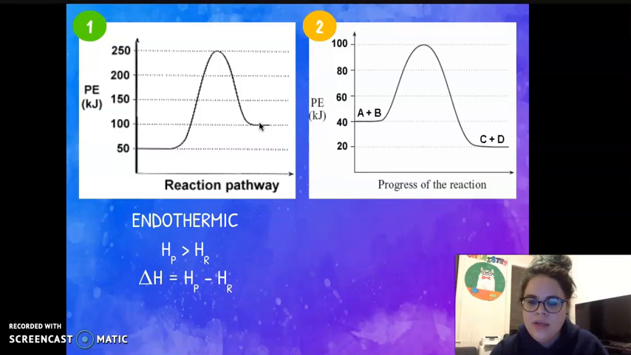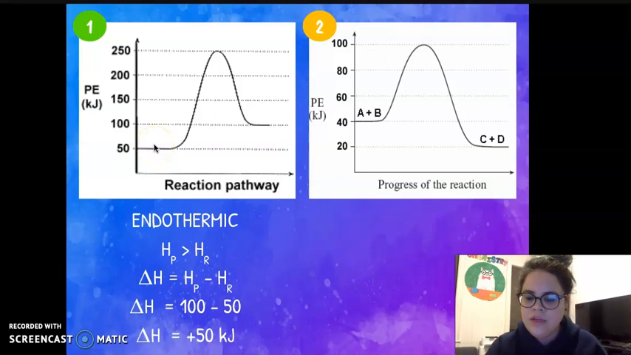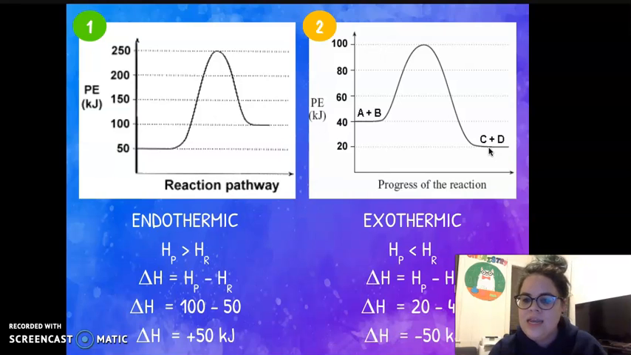Mathematically, you can prove this by calculating the heat of reaction, which is equal to the heat of products minus the heat of reactants. For this graph, it's going to be 100 minus 50 to give you a positive 50 kilojoules. Whenever you have delta H ending with a positive value, you will know it is endothermic. This other graph, the one we focused on in detail, is the opposite because we end lower. We have an exothermic process, our heat of products is less than our heat of reactants, and delta H ultimately is a negative value. Whenever you have a negative delta H, you will know that it is exothermic, but if you're just looking at the graph, you should be able to tell just by looking at it.